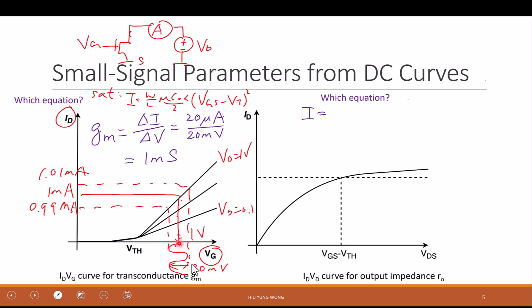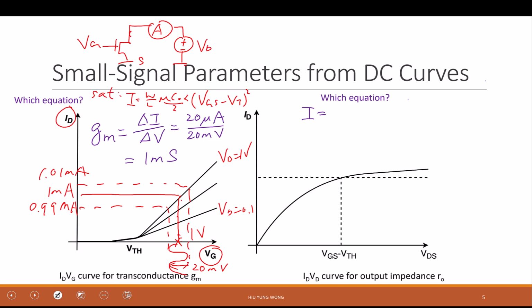For a certain variation of the gate voltage, in this case 20 millivolts, the current will also vary, right? It changes from 0.99 to 1.01 milliampere. So if I have 20 millivolts change of input, my output changes by 20 microampere. And this is equivalent to 1 millisiemens, which is 1 over kiloohm, right? Is this okay? And that is what we mean by the small signal. I change the gate voltage a little bit. It tells me how much the drain current will change, right?